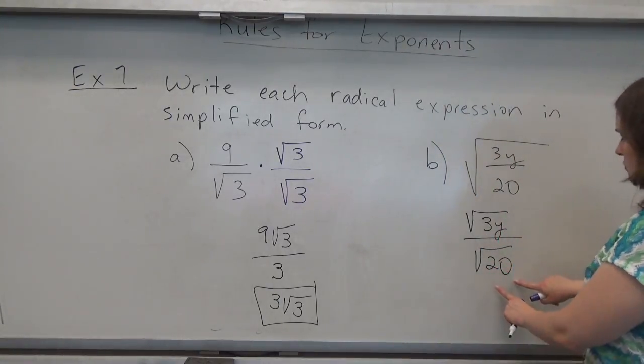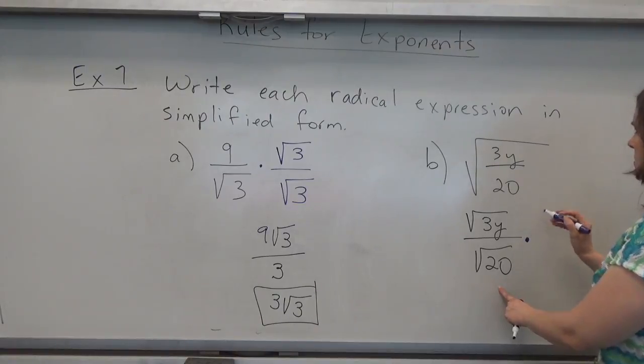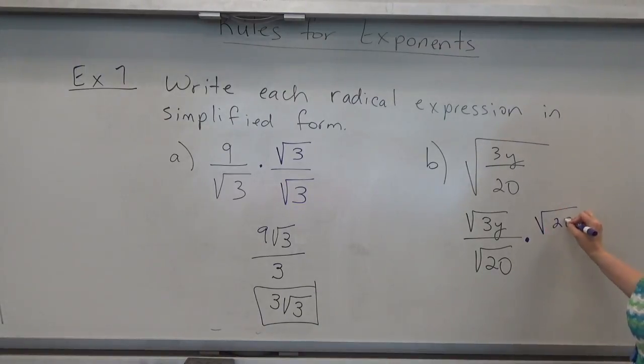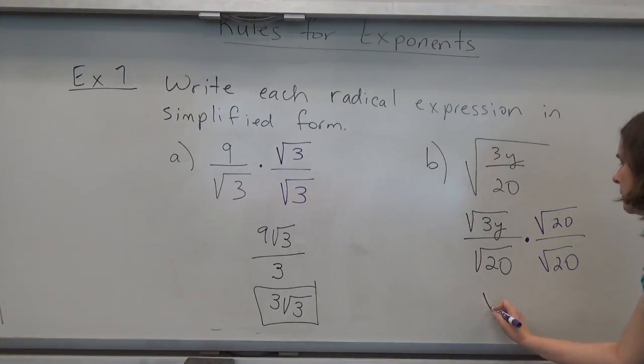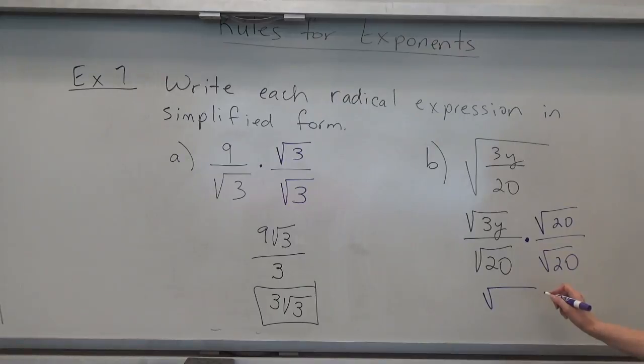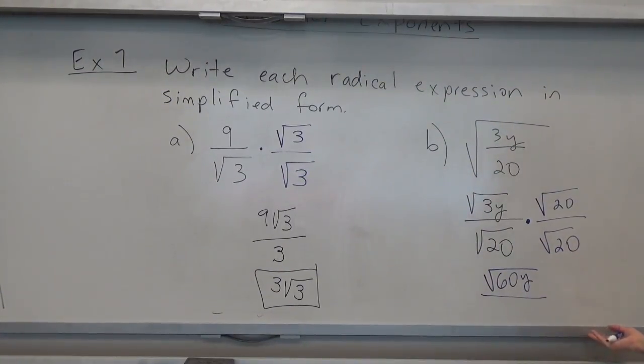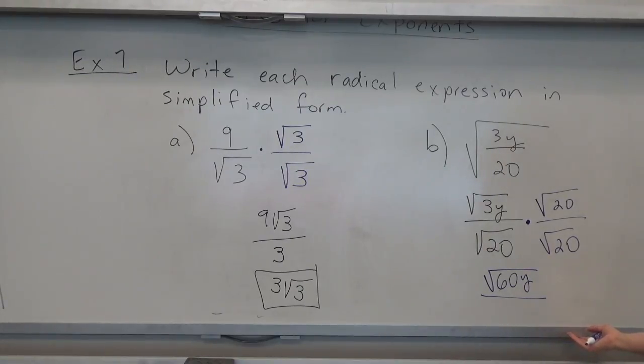Let's do square root of 20. So we're going to multiply the top by the square root of 20, and multiply the bottom by the square root of 20. Multiplying straight across the top, I can combine these into one radical, giving me the square root of 3 times 20 is 60, so 60y, over the square root of 20 times the square root of 20 is the square root of 20 squared, and my square and my square root cancel each other out. So I've just got 20 in my denominator.